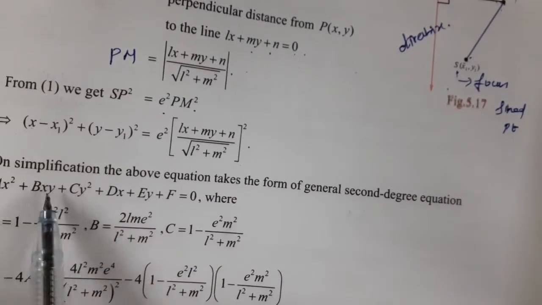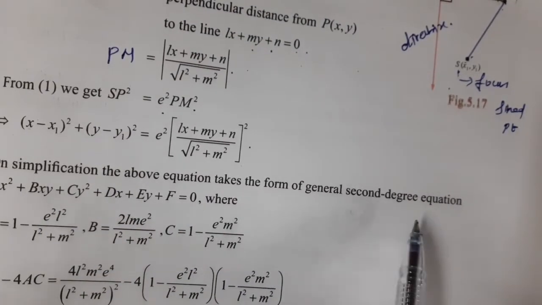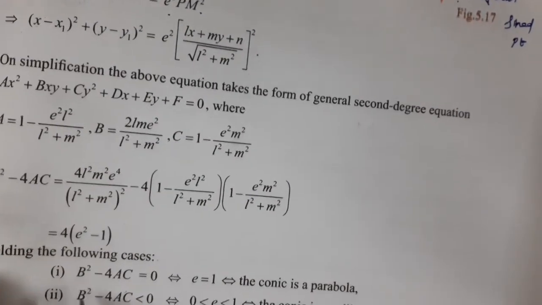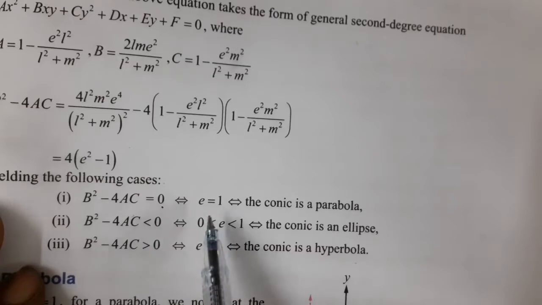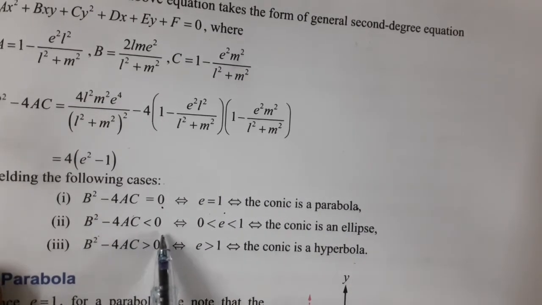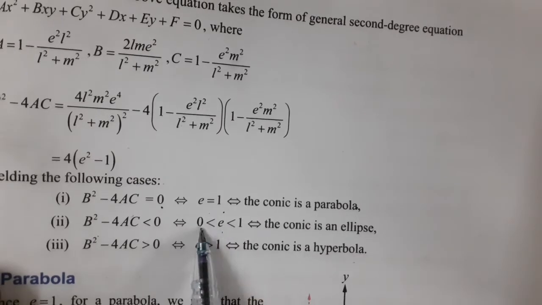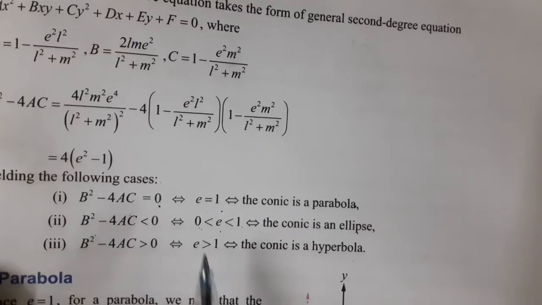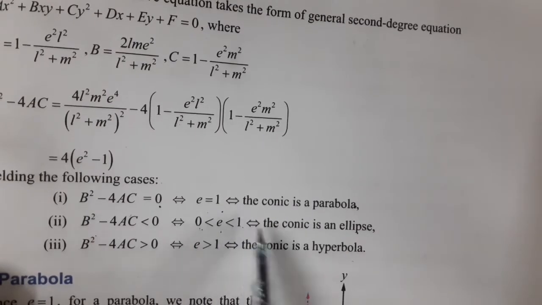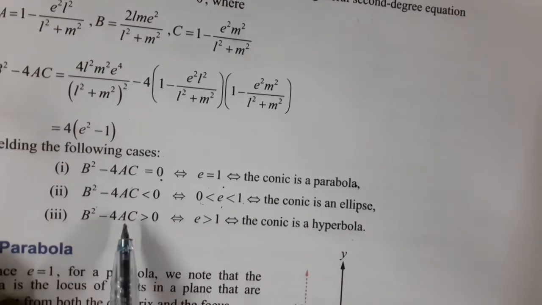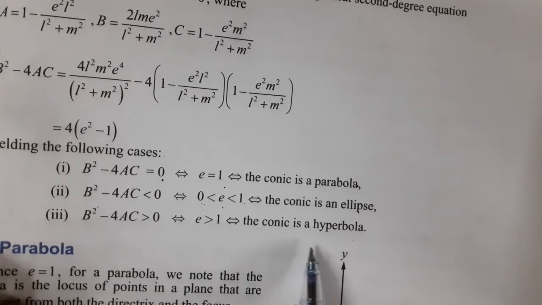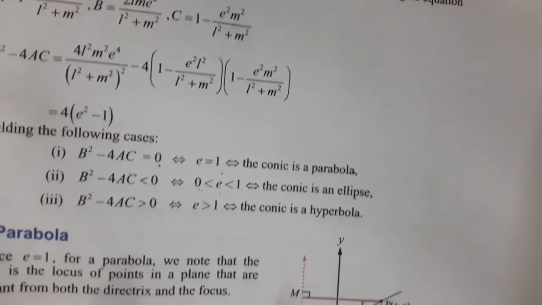On simplification, the above equation becomes a second degree equation. We don't need this calculation, just understand the result. B square minus 4AC equal to 0 means E equal to 1, and the conic is a parabola. B square minus 4AC less than 0 if and only if E lies between 0 and 1, and the conic is an ellipse. B square minus 4AC greater than 0 if and only if E is greater than 1, and the conic is a hyperbola.